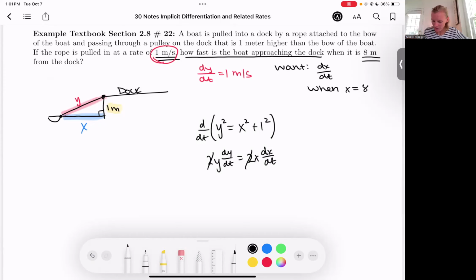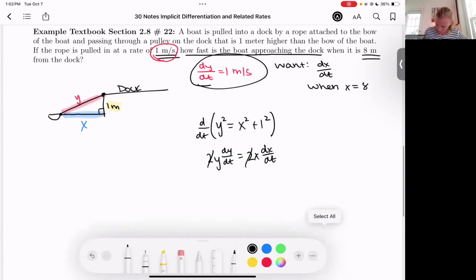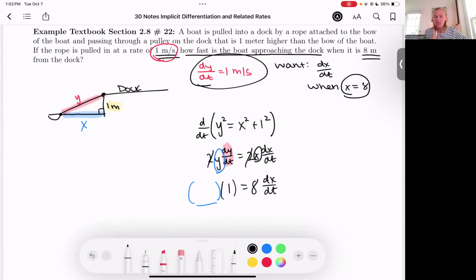Now we have to plug in the information that we know. We know that dy/dt is 1, so this piece here will be a 1. We don't know what y is, but we're going to need to find it, so let's leave a blank there for a second. We want to know something when x is 8, so we'll plug in an 8 here. And dx/dt is the thing we're trying to find, so it can stay there. One thing we need to know right now is what y is when x is 8.